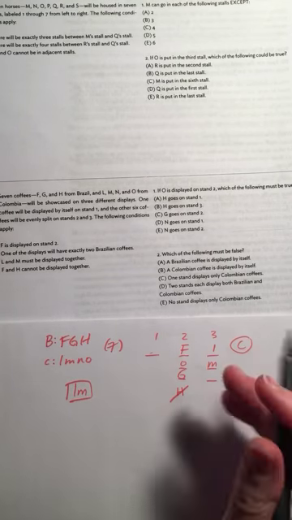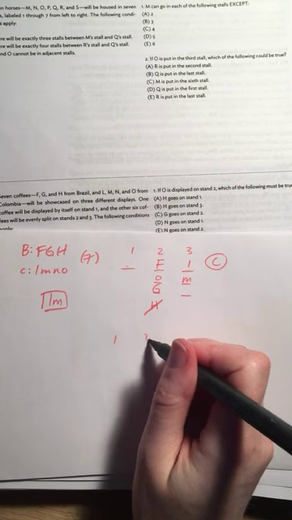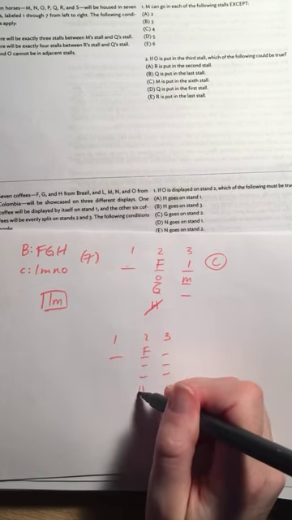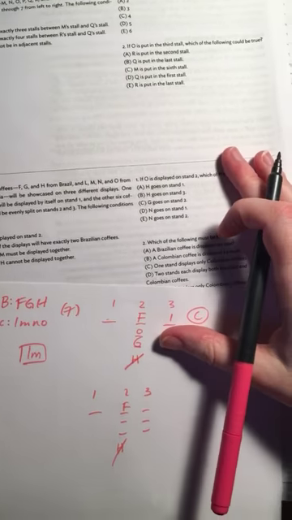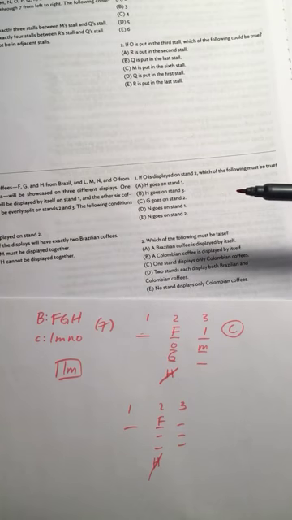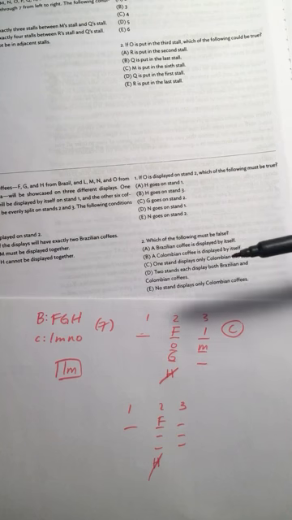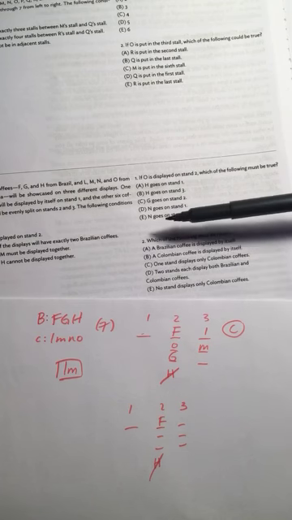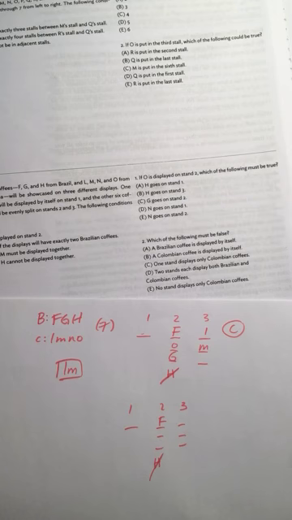Which one of the following must be false? Okay, so back to the original setup. F there, can't have H there. So must be false. A Brazilian coffee is displayed by itself. We do have to have a Brazilian coffee being the only Brazilian coffee in a particular display, but it doesn't have to be by itself. So here, H could be by itself, that would be fine. Or we could have N by itself. So A is possible and B is possible.